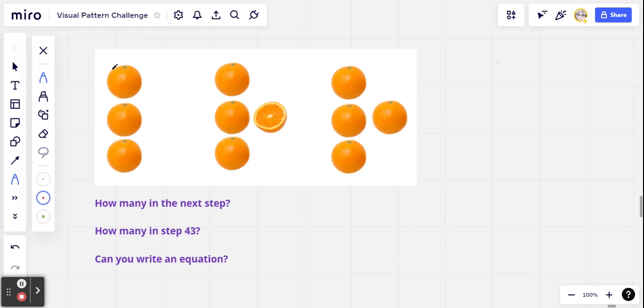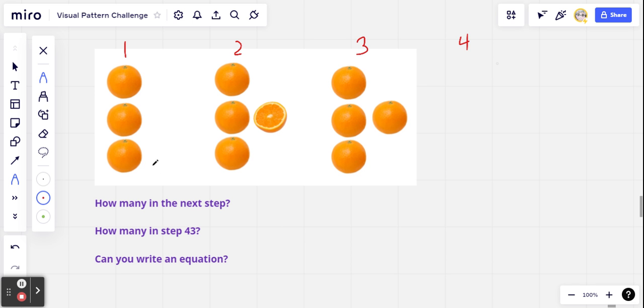Here's our pattern today. We've got oranges. Here's step 1, here's step 2, here's step 3, and your challenge is to predict the number of oranges in step 4. If you can do that, can you predict the number in step 43? And can you write an equation that could be used to predict the number of oranges in any step at all? So that's the challenge. If you'd like to try it, pause the video and see what you can do.